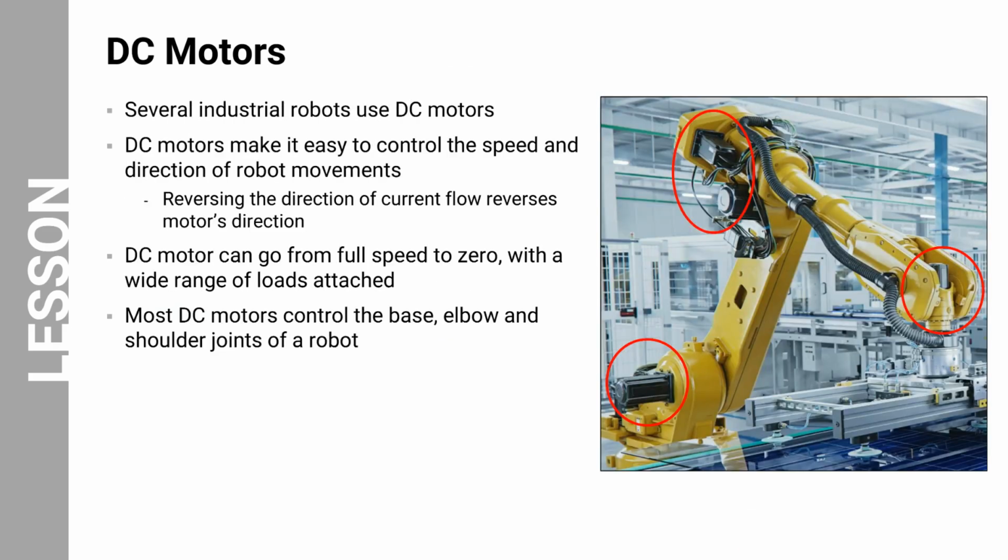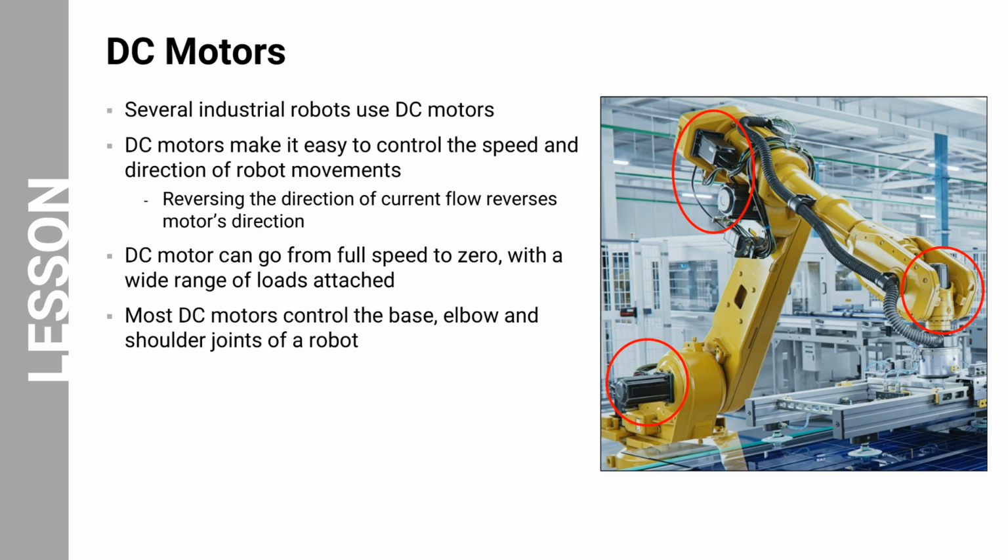Now, let us shift the focus to direct current motors. Direct current motors, also known as DC motors, utilize direct current instead of alternating current. The power source can be a battery or a converted AC current. DC motors are widely used in industrial robotics due to their ease of speed and direction control.